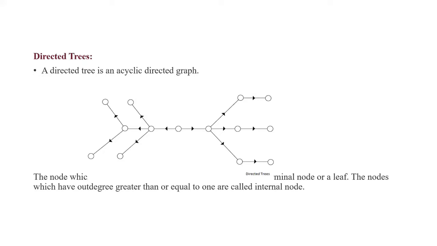Directed trees. A directed tree is an acyclic directed graph. So here, a node which has out degree greater than or equal to 1 is called an internal node. And the node which has an incoming degree 0 is called a root node.